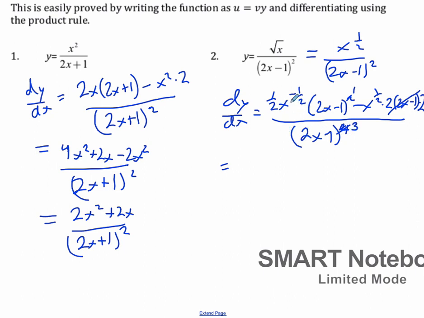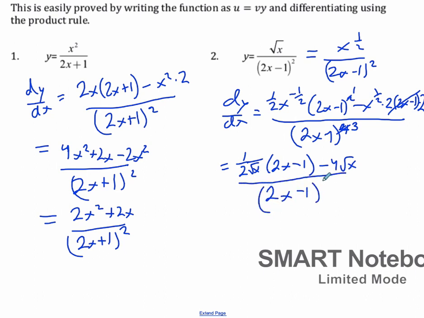Okay, so now in the numerator, we have half, and let's multiply this out. Or I could leave it like it is. There's no real need to simplify if the question doesn't ask you for it. So we have 2x minus 1. Over here, that's just 4 root x. And in the denominator, we've got 2x minus 1 all cubed.